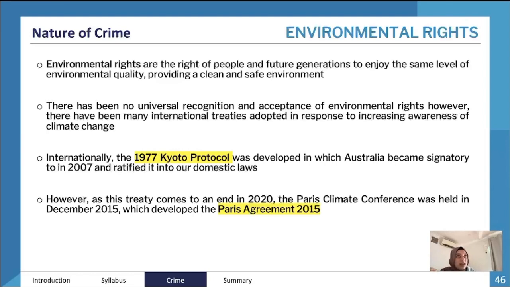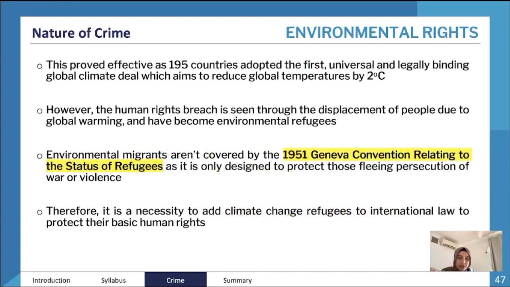We also had domestic legislation when I believe the Gillard government was in power, which was a carbon tax, but that was removed by the government that took over after her. So basically anybody who went above a certain amount of emissions would have to pay carbon tax. So it was monetizing something that was a social cost. This proved effective as 195 countries adopted the first universal and legally binding global climate deal. The Paris Agreement was a big step forward.